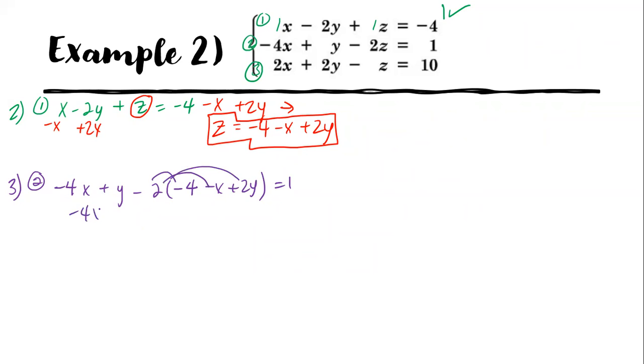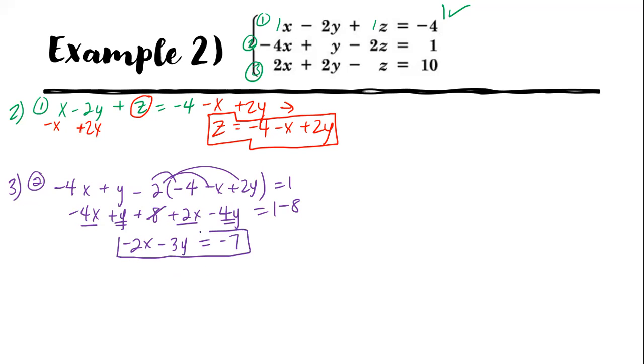We have -4x plus y plus 8 plus 2x minus 4y equals 1. Combine like terms: I have -4x and positive 2x, that makes -2x. I have 1y and -4y, that makes -3y, and 8 has to be subtracted, which leaves me with -7. So here's my first one.